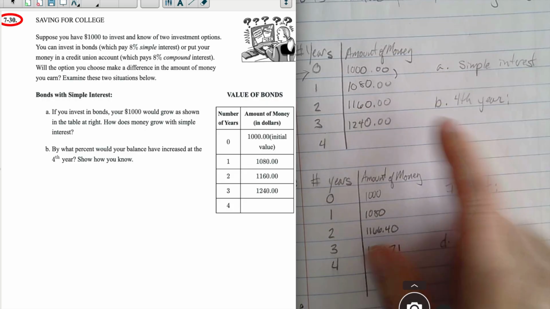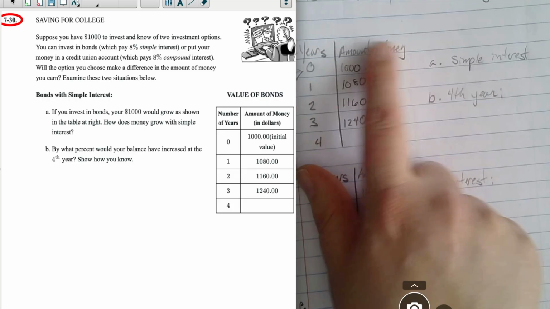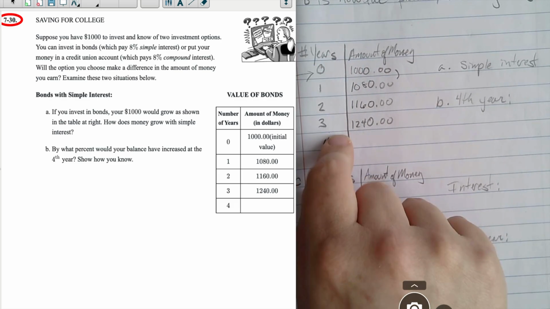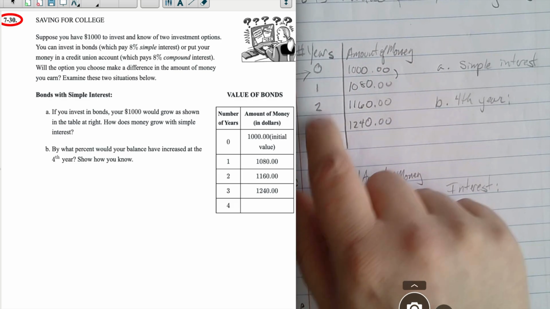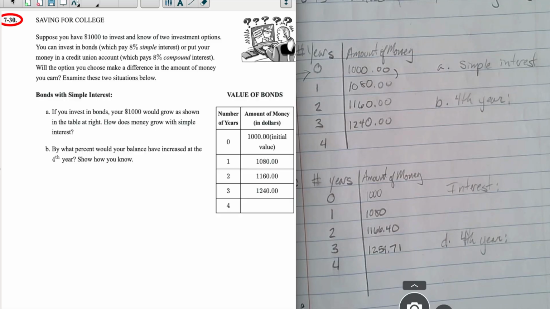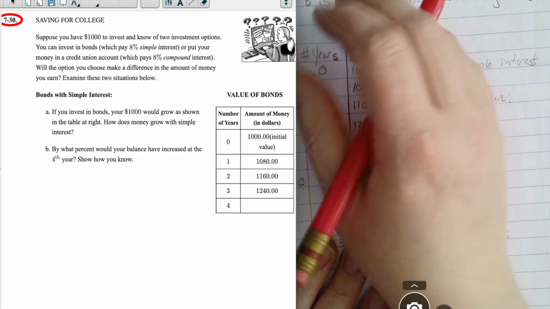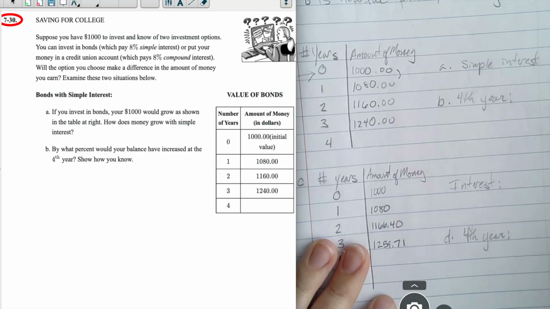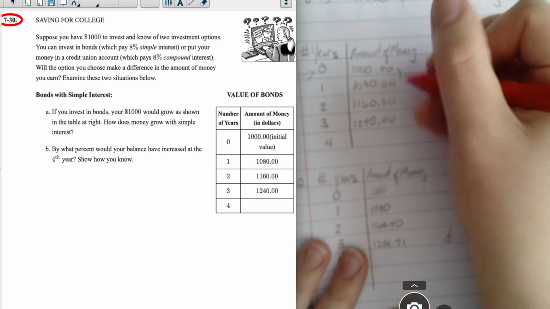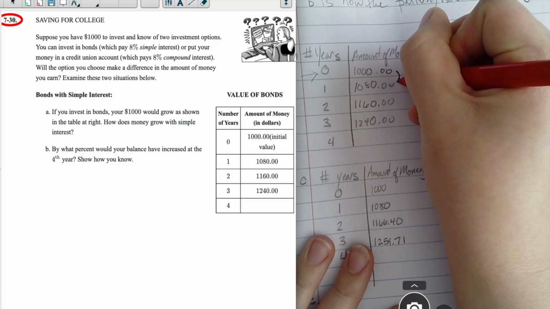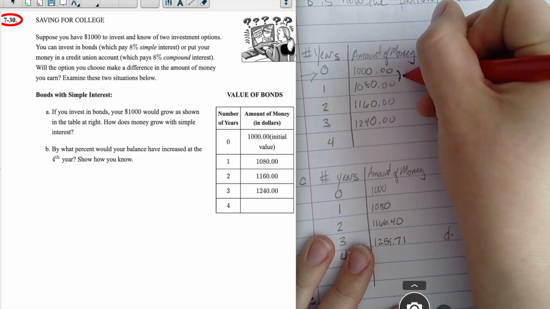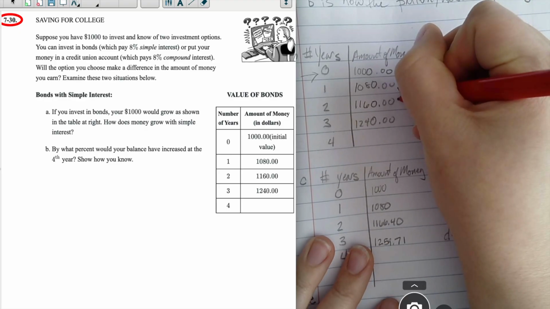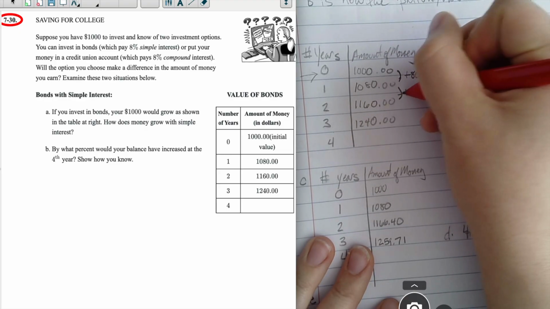So we're going to start with simple interest, which is going to be part A and B here. So I've recorded their table. And what we're looking for is, first of all, how does this grow? And in simple interest, we would think that it's going to be very similar to this exponential situation we've been talking about. However, when I look here, I see that I'm just adding 80 each time. I'm not actually multiplying by anything.